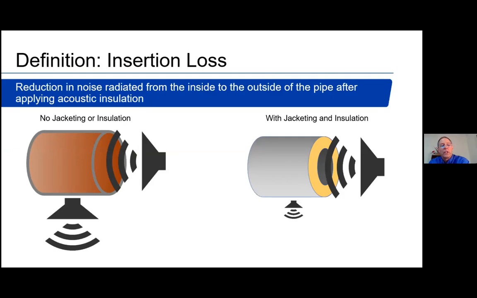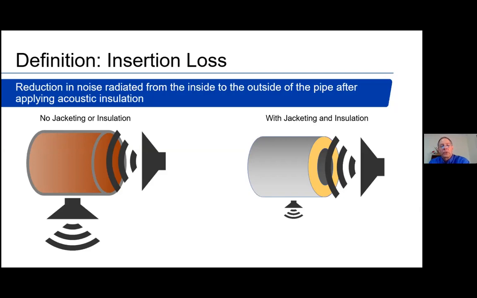And one of the characteristics that is used for rating or looking at the performance of a material is the term insertion loss. And insertion loss is basically the reduction in the amount of noise that is radiated from the inside to the outside of the pipe between a situation when the pipe has no treatment applied to it and when it is fully insulated and jacketed.